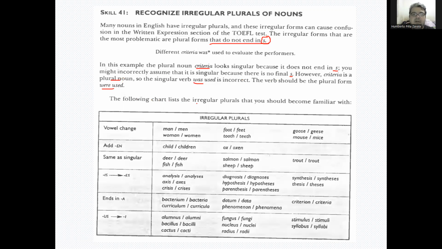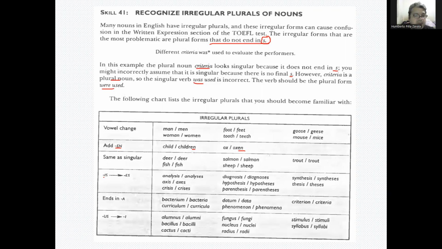So here we've got a chart of the irregular plurals that you should become familiar with. Sometimes you just change a vowel, like man, men; foot, feet; goose, geese. Sometimes you add an en, like child, children; ox, oxen. Sometimes the plural is the same as the singular: deer, salmon, trout, fish, sheep. Especially in Greek and Latin words, with big roots.